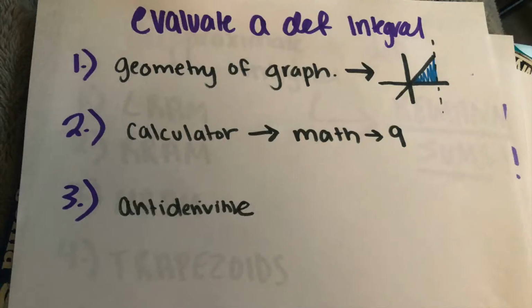Now there are 3 ways to evaluate a definite integral. The first way is with geometry of a graph, and as you can see in the example, you can find shapes in the graph, in this case a triangle, and find the area that way. The second way is with a calculator. You press math and then 9, and then that allows you to plug in the values into the definite integral equation. And then the third and final way is an antiderivative, and we will get into those now.